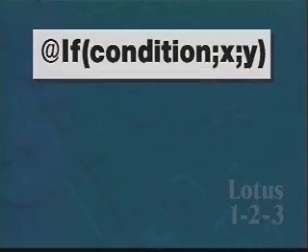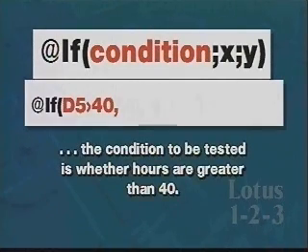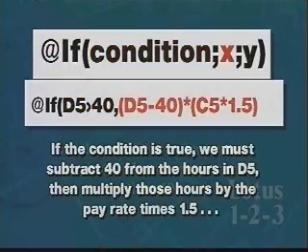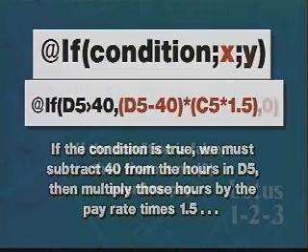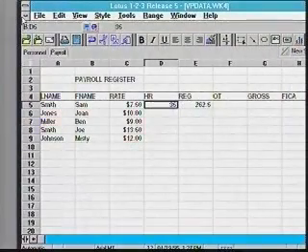Before we start writing the function, let's think it through. The condition to be tested is the same: whether hours are greater than 40. But this time, if it is true, we will pay only the excess hours. So we must subtract 40 from the hours in D5 and then multiply those hours by the pay rate times 1.5. This gives the time and a half pay premium. And finally, if the condition is false, then there is no overtime pay. That's not too hard when you take it one step at a time.